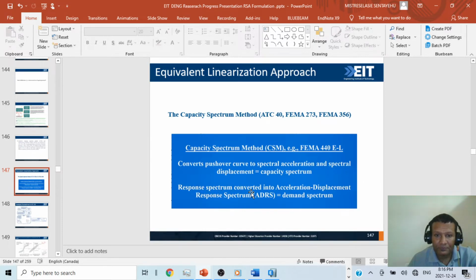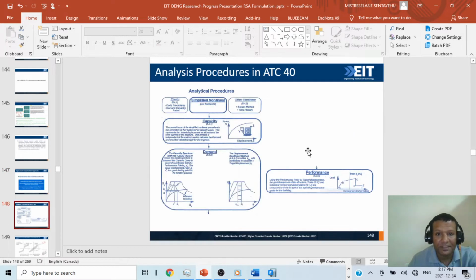Again, the response spectrum, with time, is converted into an acceleration displacement response spectrum, ADRS. This is the demand curve. Then we overlay them, and the common point, the intersection, will be the performance point. We will see, but this is not easy. I will show you now what it means.